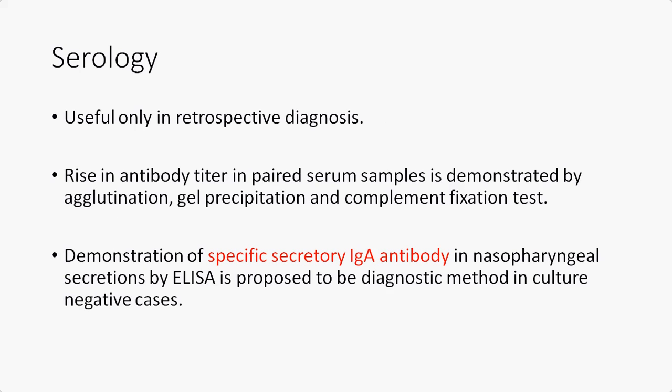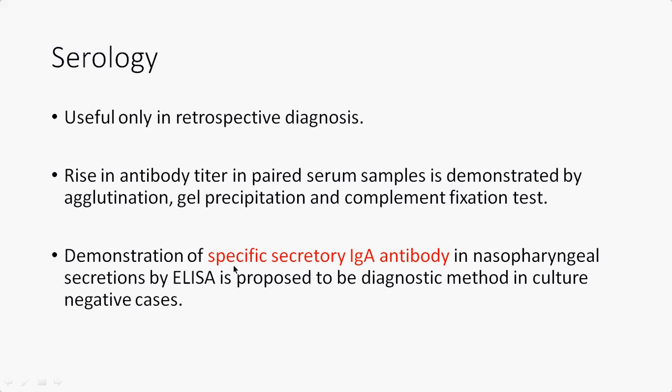From the serological point of view, it is useful only in retrospective diagnosis, as there is no specific test for diagnostic purposes. We can only see a rise in antibody titer in paired samples, that is, two samples taken 7 to 15 days apart. The rise in antibody is demonstrated by agglutination reactions, gel precipitation or complement fixation test.